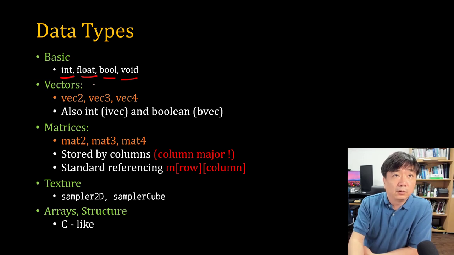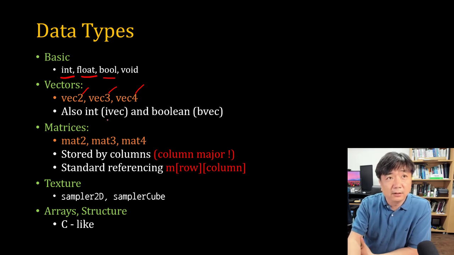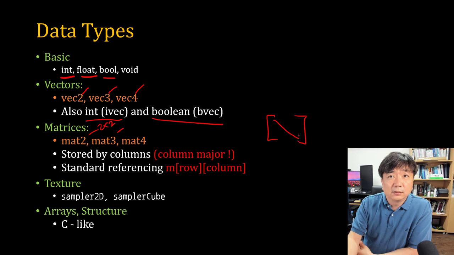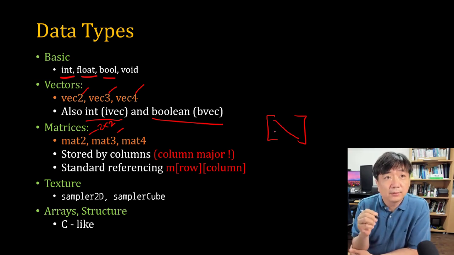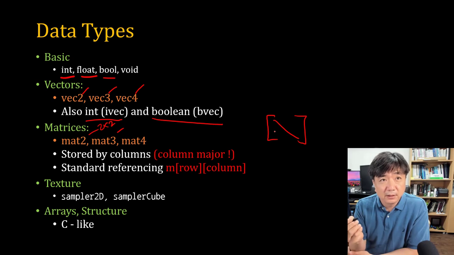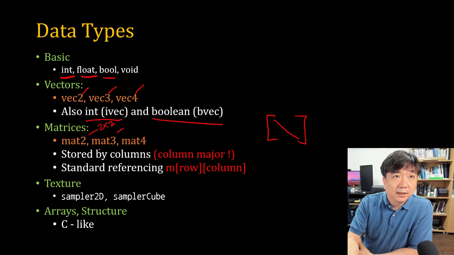There are three kinds of vectors: two-component, three-component, and four-component vectors are possible. We can also define integer vectors or boolean vectors with ivec or bvec. In case of matrix, mat2 is a 2x2 matrix, and there are 3x3 and 4x4 matrices. It means that the column size and the row size should be the same in case of basic matrices. Of course, we can create a two-dimensional array, but in basic data types, all the column and row sizes must be the same.